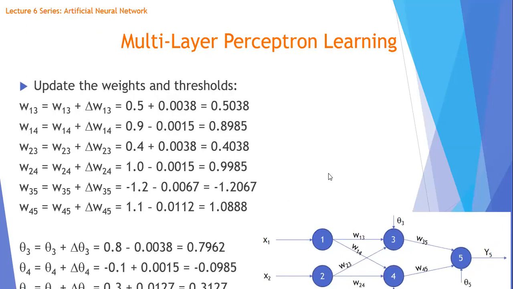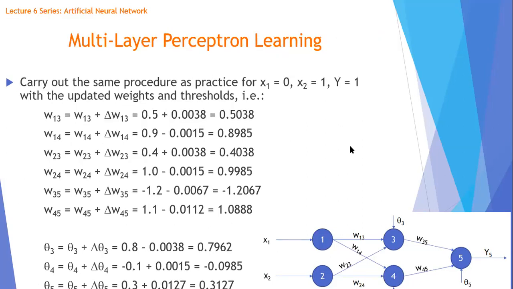And then the approach we've taken here is once we got the correction factors, we just keep adding them to all values here. So once you get delta W13, you add it to the previous value to get the new value, and you do that for all the different weights and all the thresholds. So that completes one iteration.